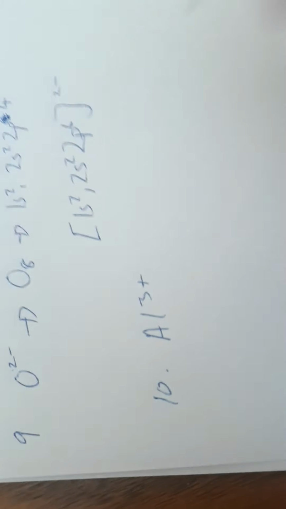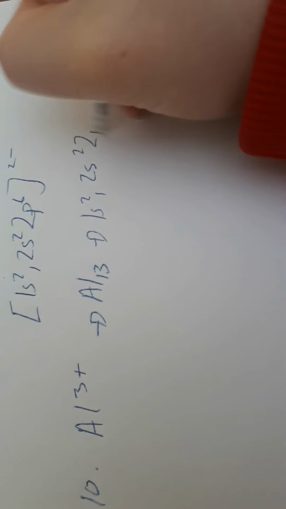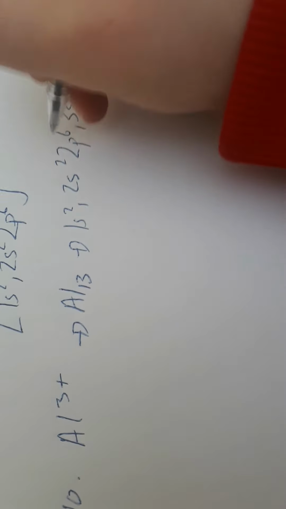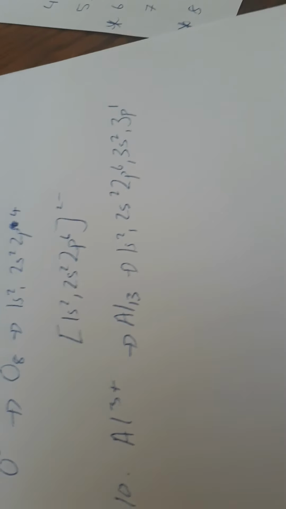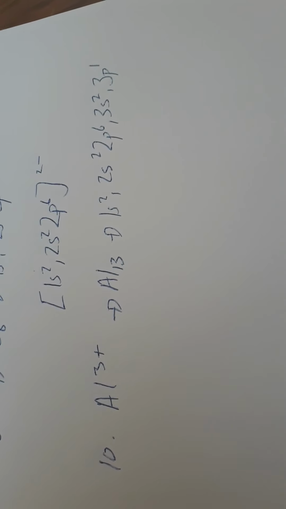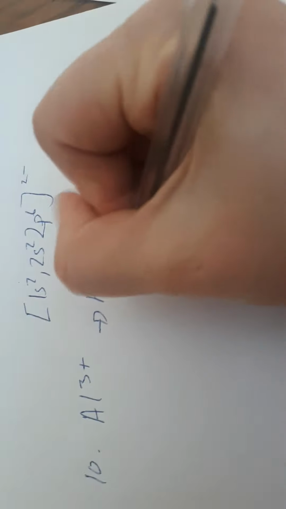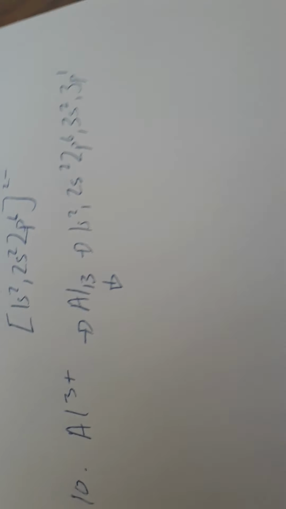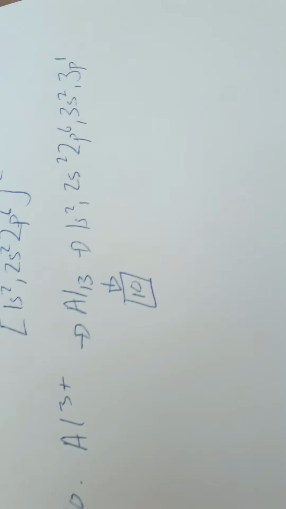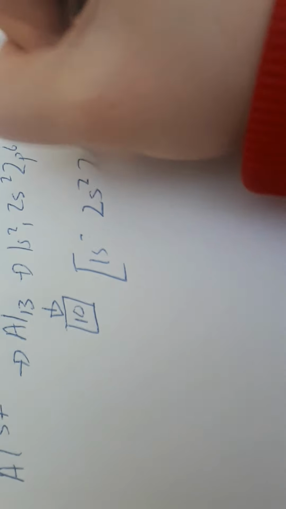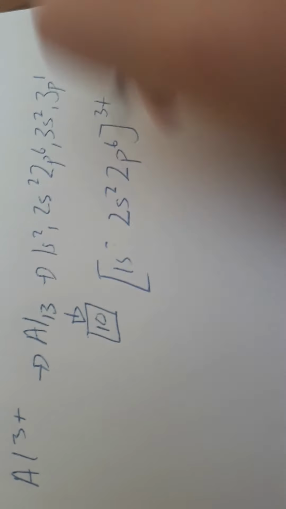If I look then at question 10, I'm told Al3 plus. So aluminium, a neutral atom, has 13 electrons. So that's 1s2, 2s2, 2p6, 3s2, 3p1. So that's what a neutral atom is. But if I look here, it has a 3 plus charge. So that means it has 3 more protons than electrons. That means it only actually has 10 electrons. So 1s2, 2s2, 2p6.